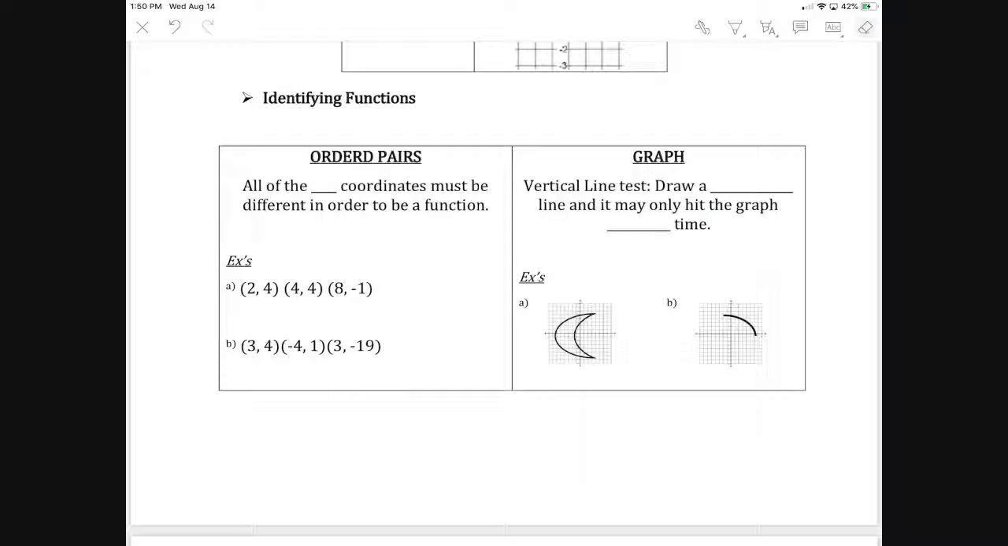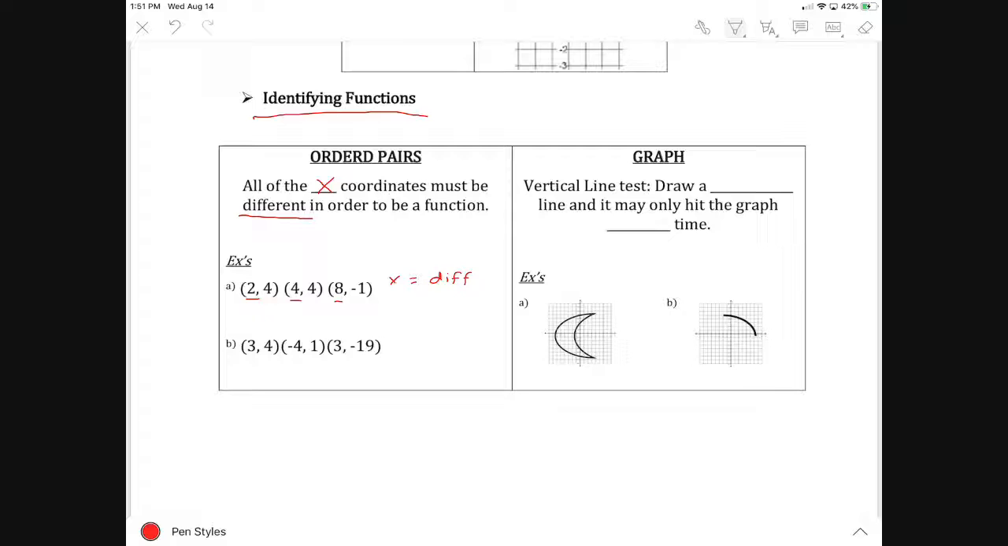Now that we know how to represent, we're going to know how to identify functions. So in ordered pairs, all of the x coordinates must be different in order to be a function, just like we talked about above with all the x's being different. So in our example A, looking at our x values, we've got a 2, a 4, and an 8. So are 2, 4, and 8 all different? Yes, they are. That means that these ordered pairs can be a function because they all have different x values.